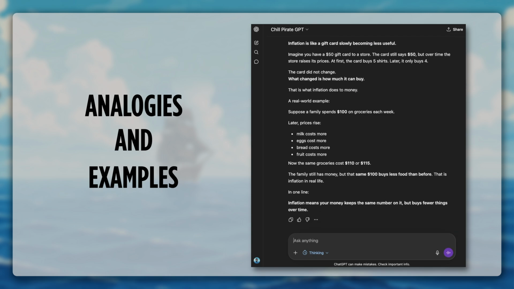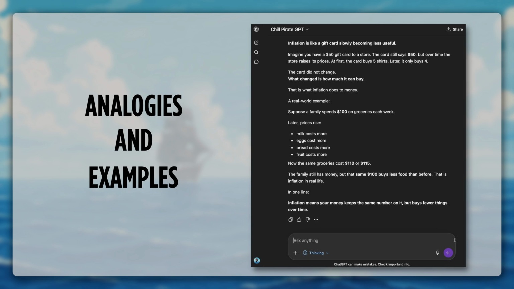In this case, the analogy is, imagine you have a $50 gift card to a store. A year later, the card still says $50, but over time the store has raised its prices, so you may have been able to buy 5 shirts last year, but this year you can only buy 4. And that may not be the most sophisticated economic model, but it still works. Because now inflation is not just a definition, it's a lived experience. Then the real-world example makes it even more concrete.